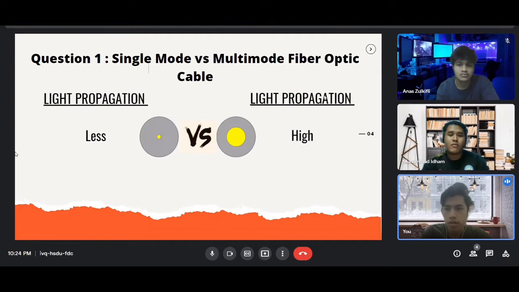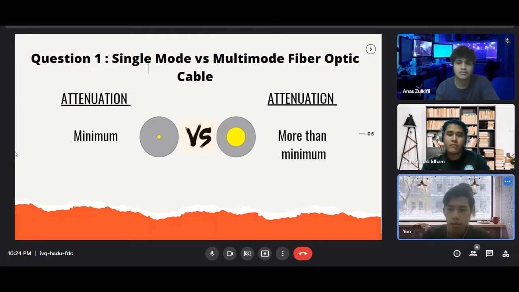Okay, next is light propagation. In single mode, the light propagation in the fiber optic cable is less than in the multi-mode fiber optic cable. The light propagation for the single mode is less, while the light propagation for multi-mode is high. And then attenuation is minimum for the single mode, while for the multi-mode attenuation is more than minimum.